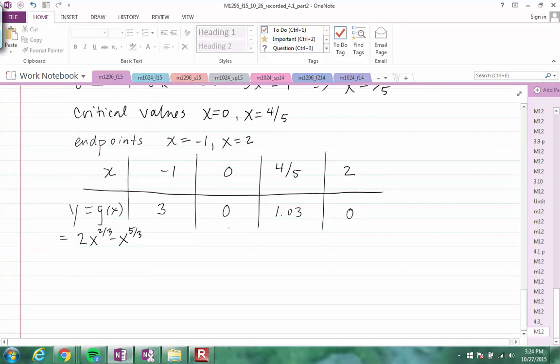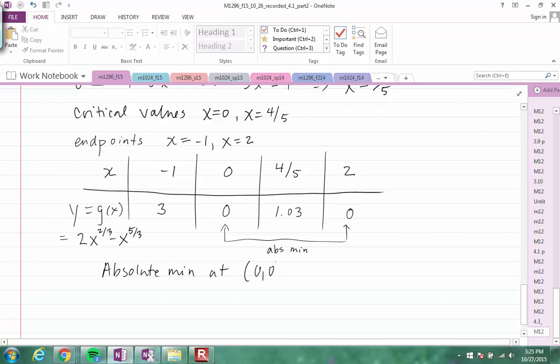So for the absolute minimum, we have a tie in this case because these are the two lowest y's. So absolute min at, and you have the coordinates from this too, which is nice, so 0, 0, and 2, 0.